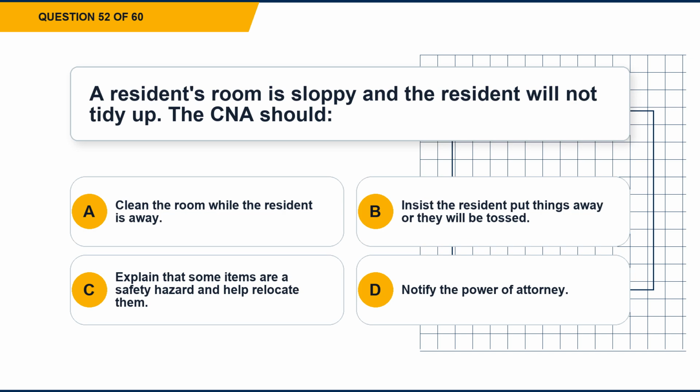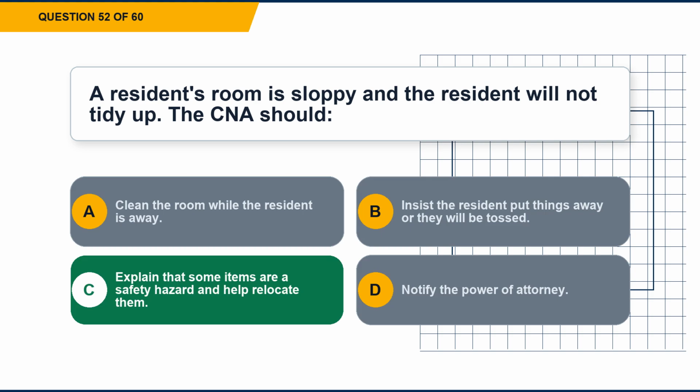Question 52. A resident's room is sloppy and the resident will not tidy up. The CNA should. Option A, clean the room while the resident is away. Option B, insist the resident put things away or they will be tossed. Option C, explain that some items are a safety hazard and help relocate them. Option D, notify the power of attorney.